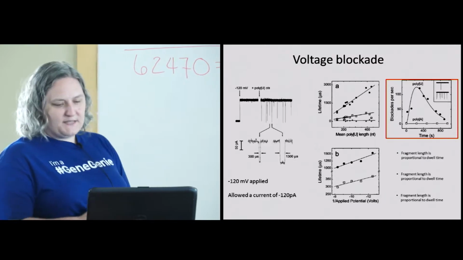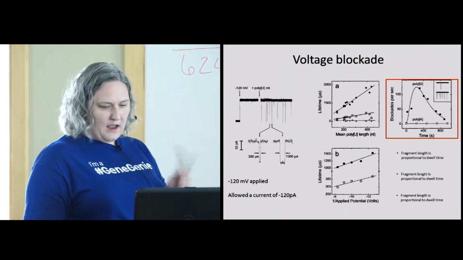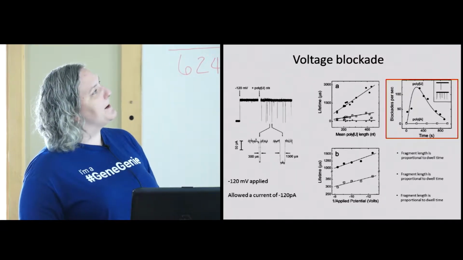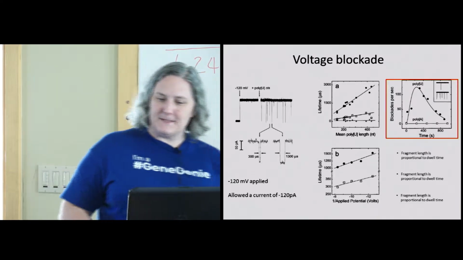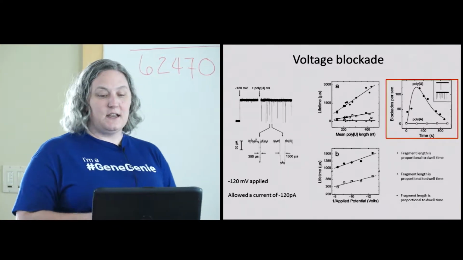And finally, fragment length is proportional. I don't know why I have the three things all in the same spot here. I apologize, that makes no sense. So the blockades per second is proportional to dwell time.